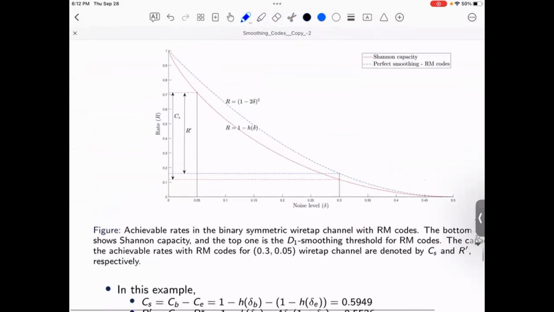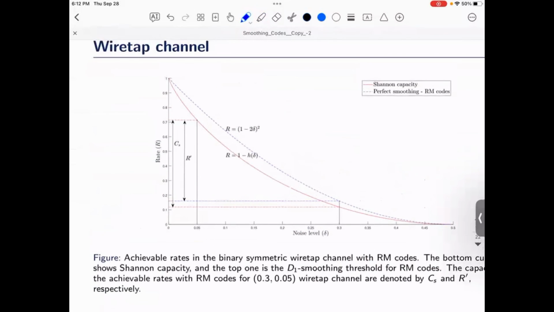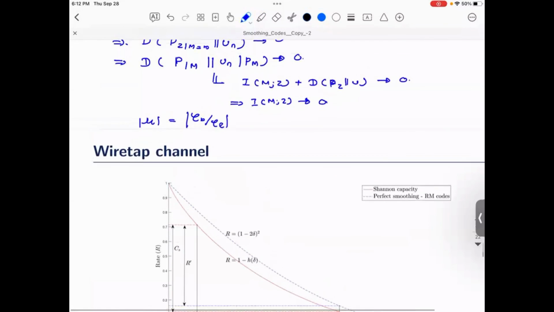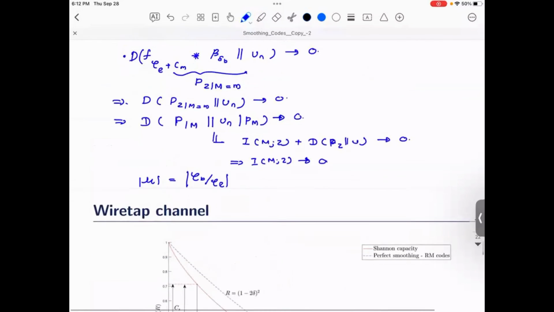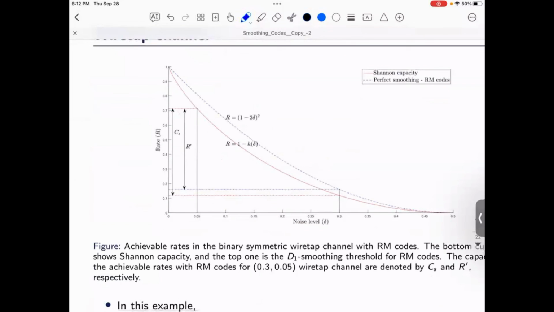Okay, so now I'm going to visualize what we did in the previous slide. We have two curves. One is Shannon entropy, C, and this is, let's say, R star. That is the curve that guarantees, so above this curve, it is guaranteed that Reed-Muller codes achieve perfect smoothing in D1 sense.